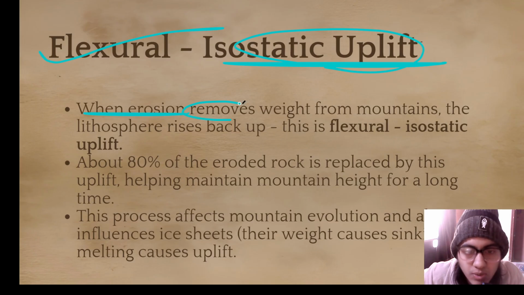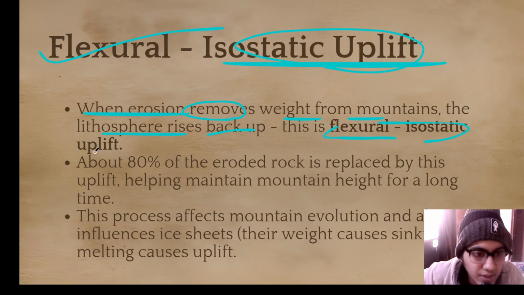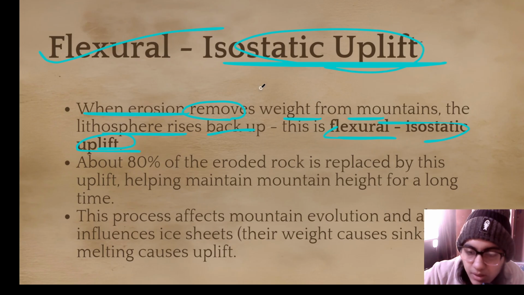When erosion removes weight from mountains, the lithosphere rises back up. This is flexural isostatic uplift. Erosion means agents of weathering, like wind or water. They take away the upper layer, like the crust. They move the particles on the upper layer from one place to another. This is what happens in erosion.